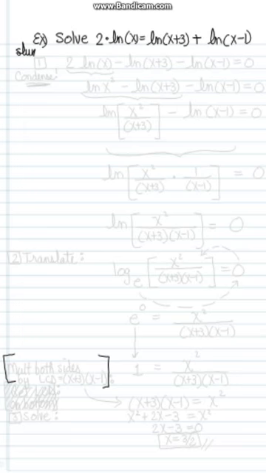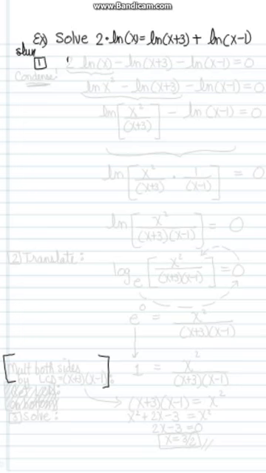Solve this logarithmic equation: 2 times the natural log of x equals the natural log of x plus 3 plus the natural log of x minus 1. Okay, now before we can do any translating like we like to do in our second step, we're going to have to condense this to isolate a single log on the left side. So we're going to use the rules of logarithms to condense this expression.